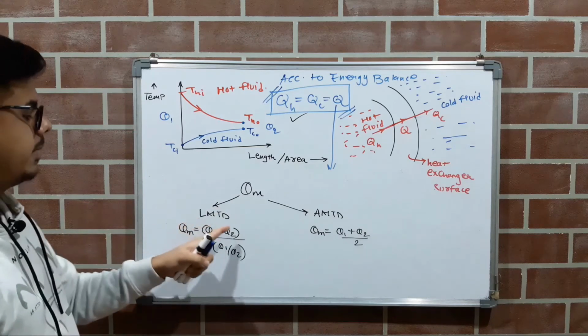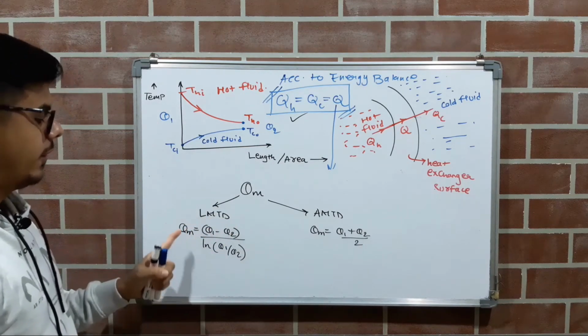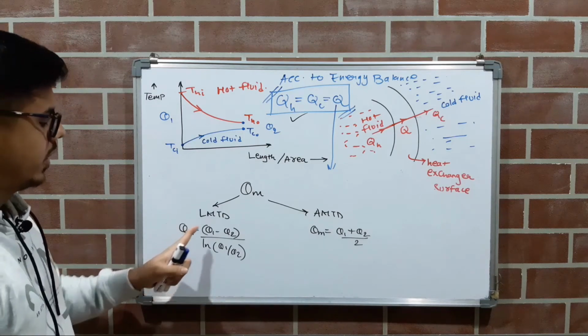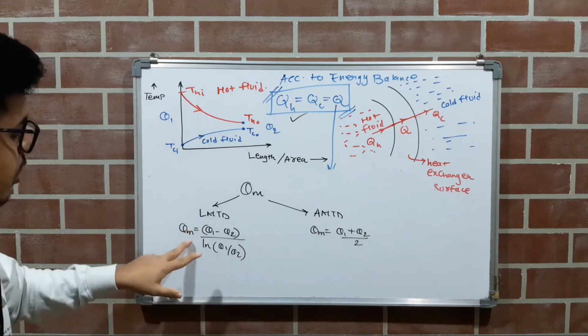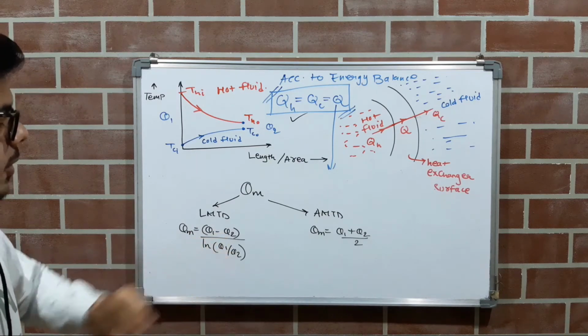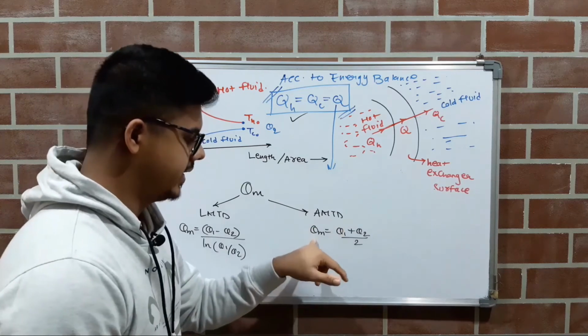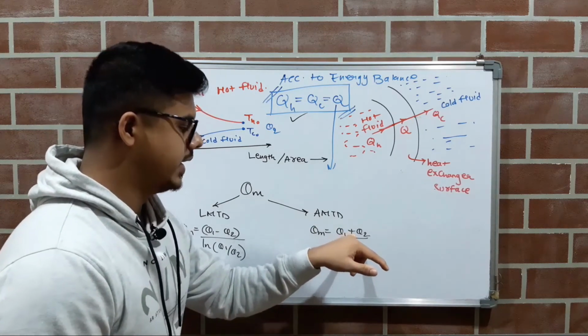First is LMTD, the logarithmic mean temperature difference. We will derive this formula in the next video. In the end you will get this formula: theta m is equal to theta 1 minus theta 2 upon ln of theta 1 upon theta 2. And this is the arithmetic mean temperature difference, that is theta m is equal to theta 1 plus theta 2 upon 2.